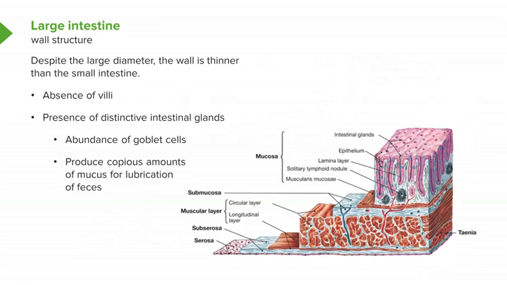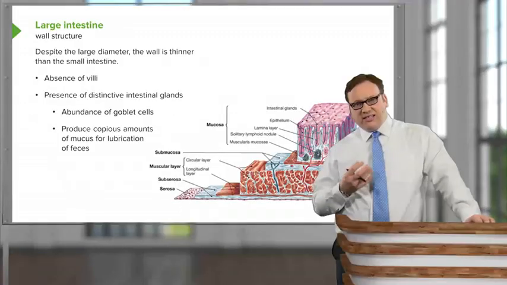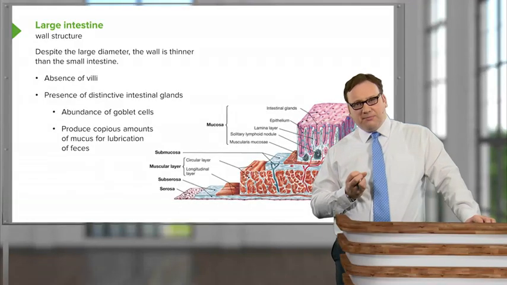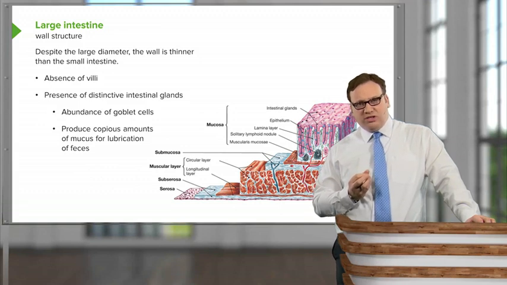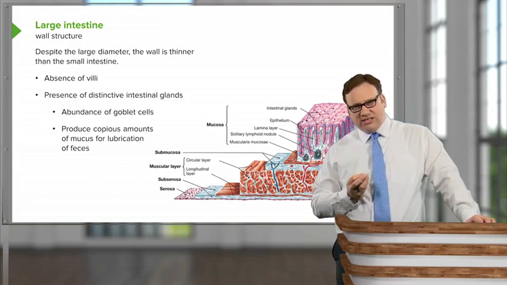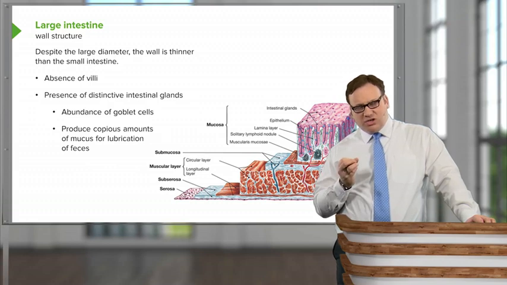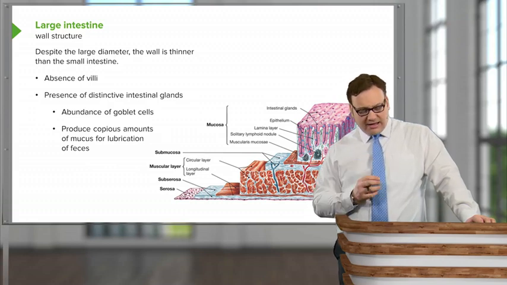If we look at the structure of the large intestine, its wall, we see that it has a larger diameter than the small intestine, but the wall is actually a lot thinner. There's an absence of villi, so we don't have this big surface area, which is enhanced by the villi in the small intestine. This is indicative of the fact that it's not very active in absorption. It's just absorbing some water and vitamins.